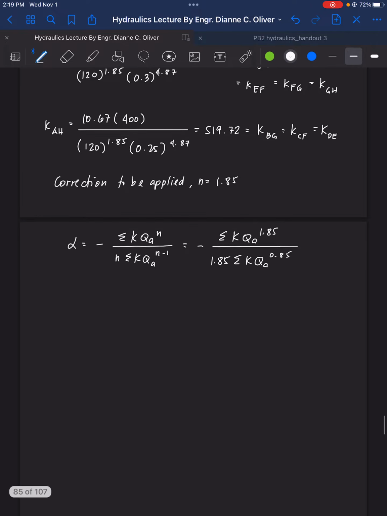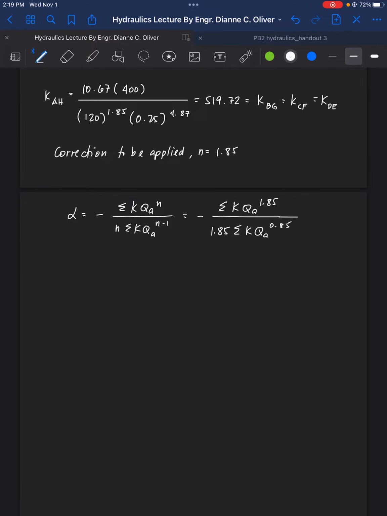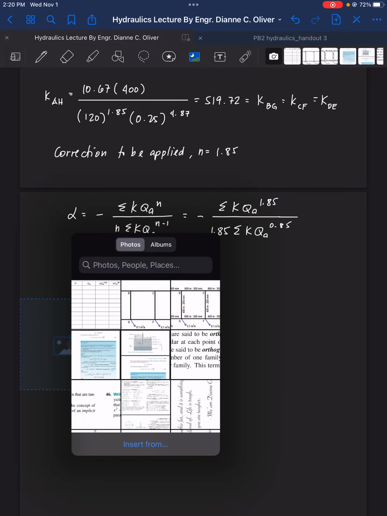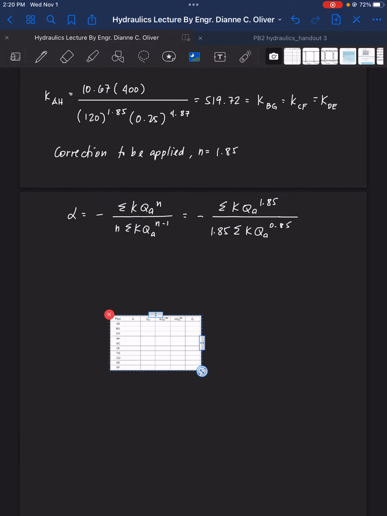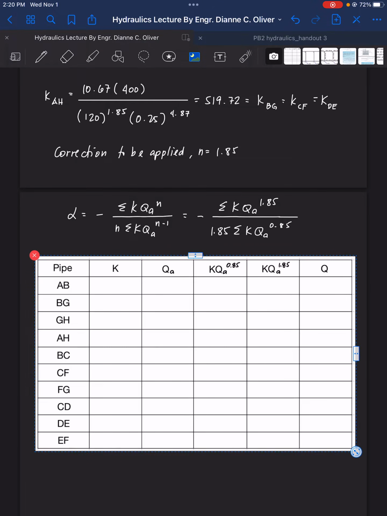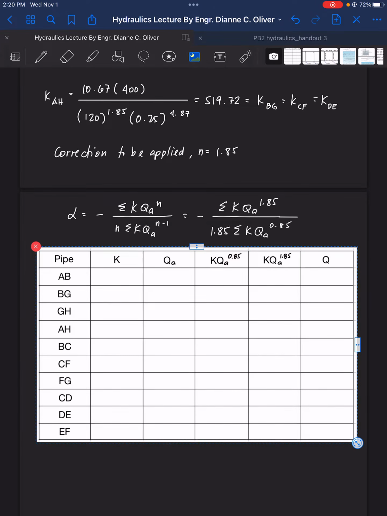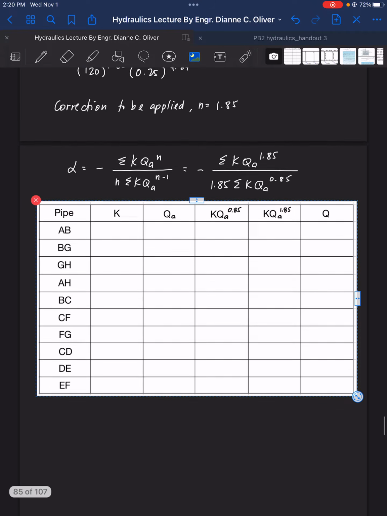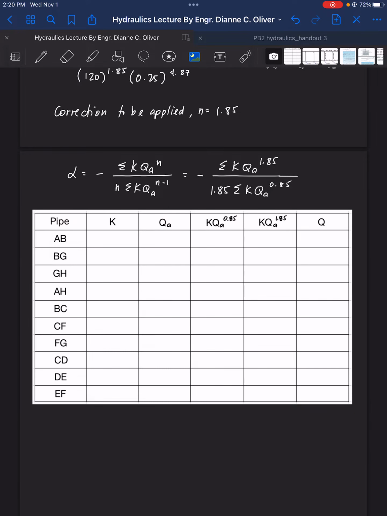Okay. So we will solve for the assumed value for the correction here. Now, it will help if we make a tabulation for the values for the formula for ease of solving. Okay. So here in our table, we have the 10 pipes.